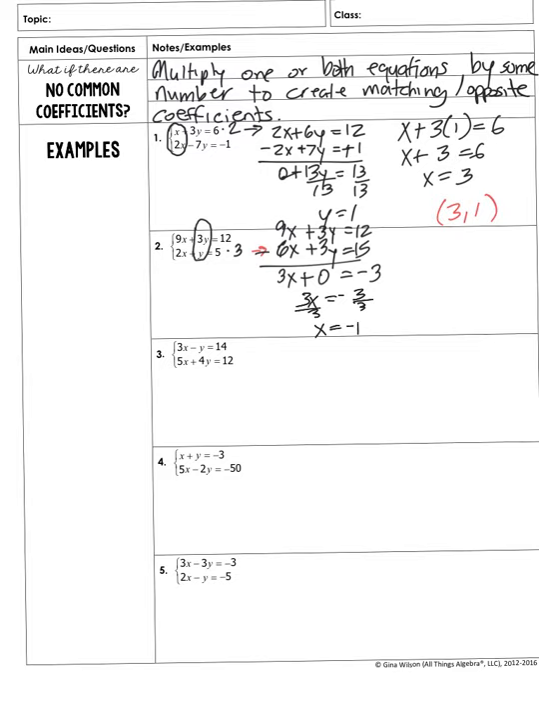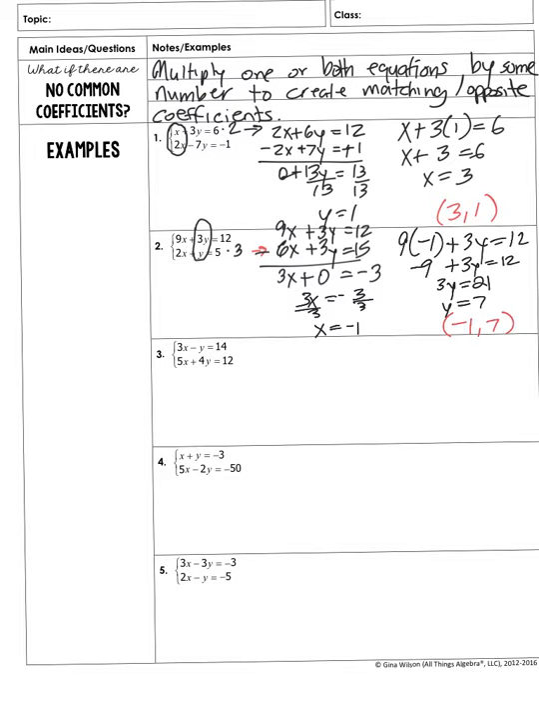If x equals negative 1, what does y equal? Well, I just have to plug it back into one of my equations, and I'll choose the first equation. 9 times negative 1 plus 3y equals 12. 9 times negative 1 is negative 9 plus 3y equals 12. Add 9 to both sides, and 3y equals 21. Divide by 3 on both sides, and y equals 7. So the solution to this system of equations is negative 1, 7.